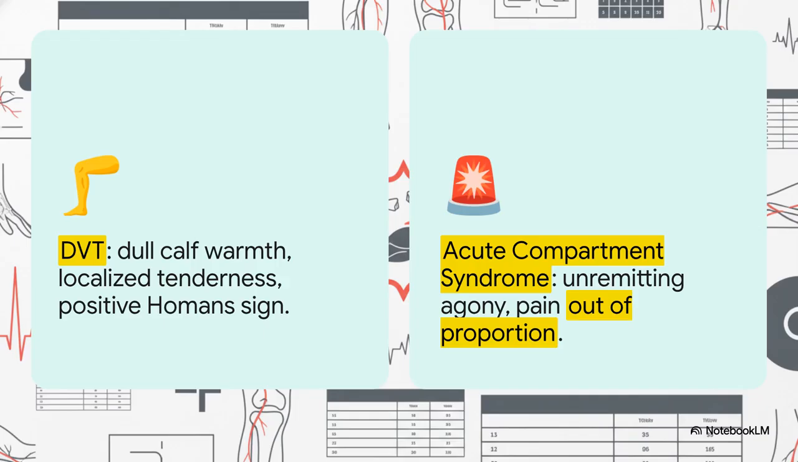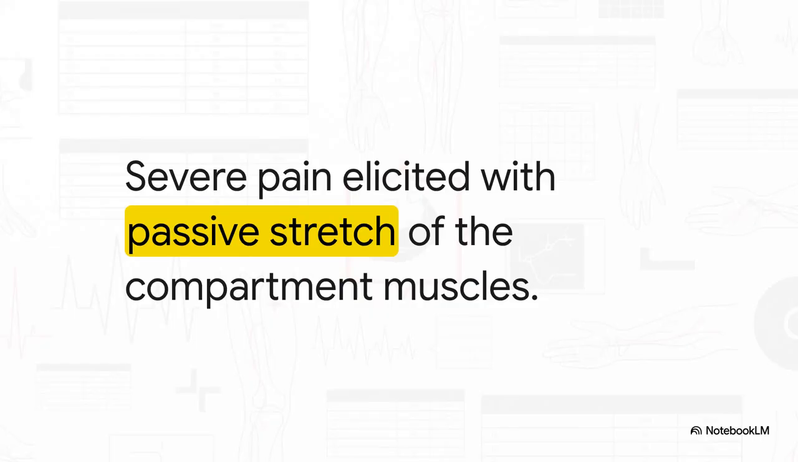Now, this is where the clinical lawyer gets trapped, right? They see a swollen leg, and reflexively, they order a venous duplex ultrasound. But doing that, you're missing the ischemic kinetics entirely. The real tipping point here? It's severe pain elicited with the passive stretch of the compartment muscles. That right there is what separates manageable noise from a true impending ischemic crisis.